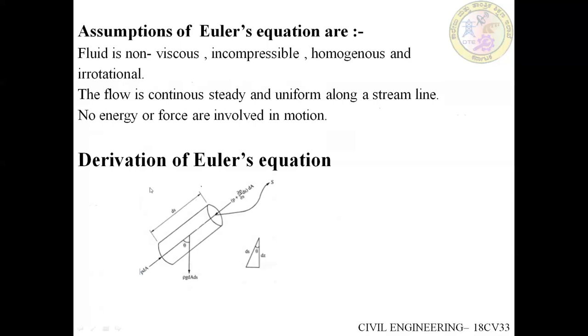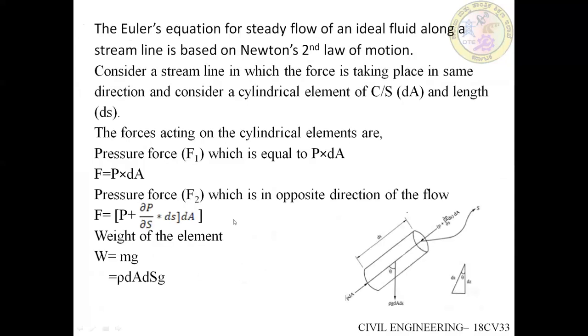Let us derive the Euler's equation of motion. In this figure, consider the fluid flow in the direction of S. Let us consider a streamline in the direction of S. In that, let us consider a cylindrical fluid element which has a length of ds and area of dA. Here the Euler's equation is derived for a steady flow of an ideal fluid along a streamline.